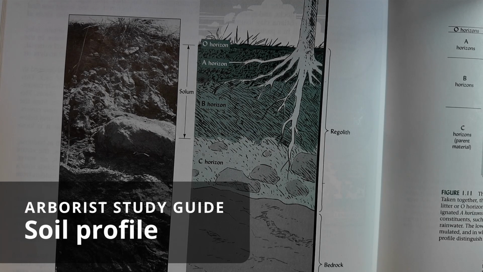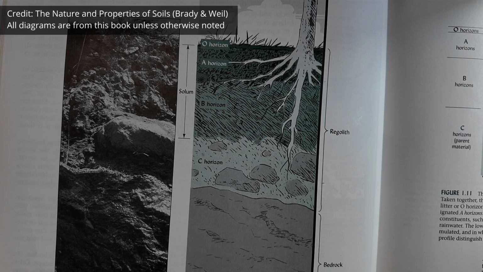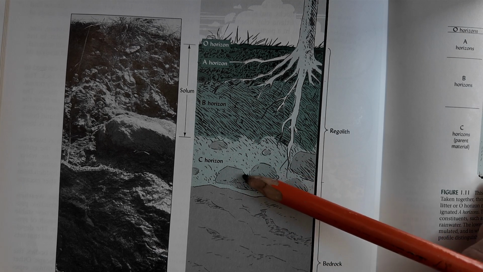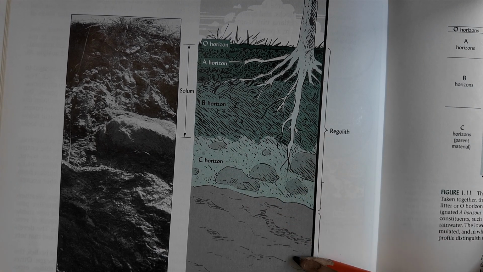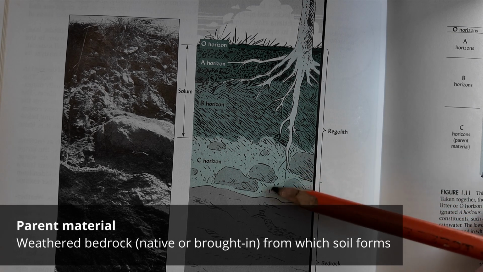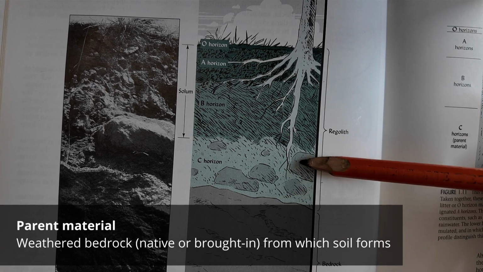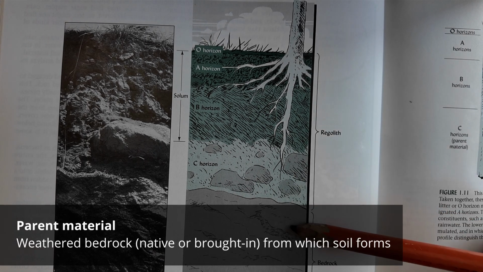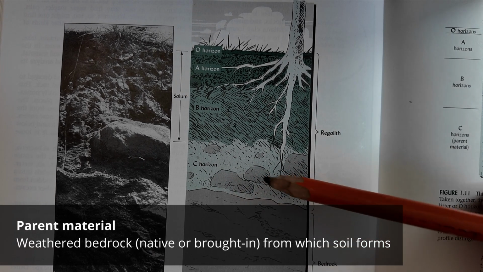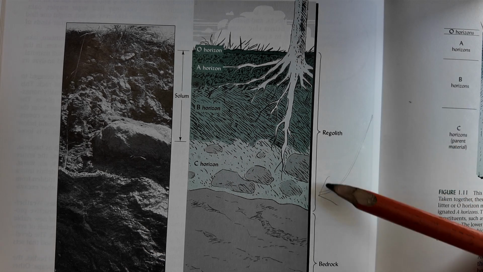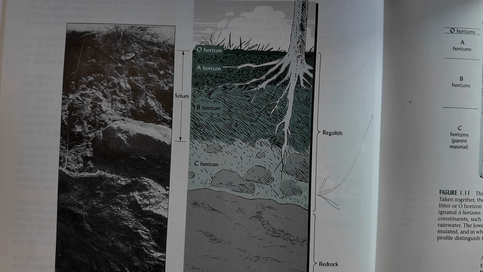This video is about the soil profile. Soil is formed from rock that is broken into smaller pieces from the original bedrock. And these smaller pieces are called the parent material because this is what is used to form the soil. This parent material may or may not be related to the bedrock. It could have weathered in place. It also could have been brought in from somewhere else as a result of natural processes.